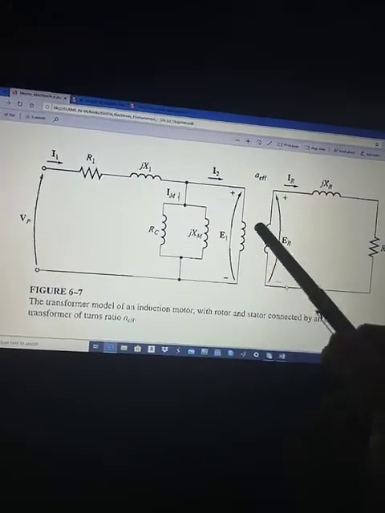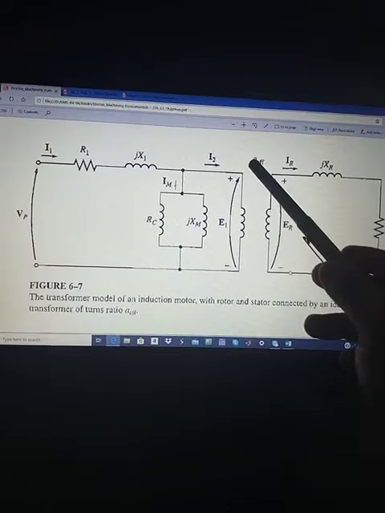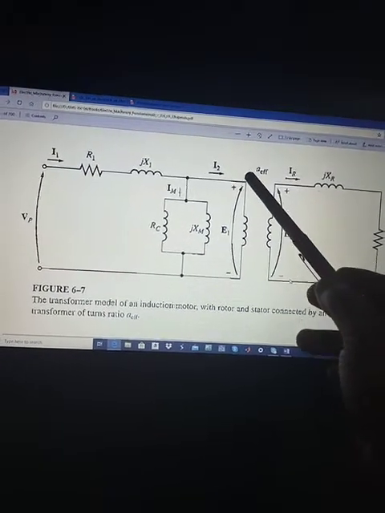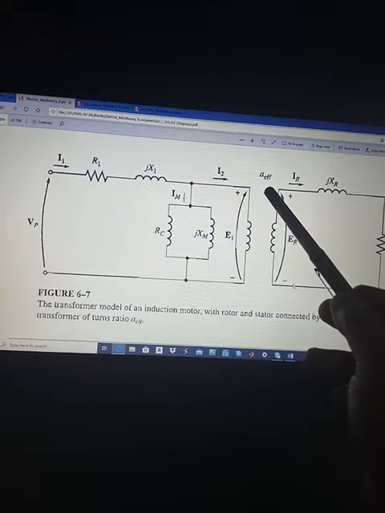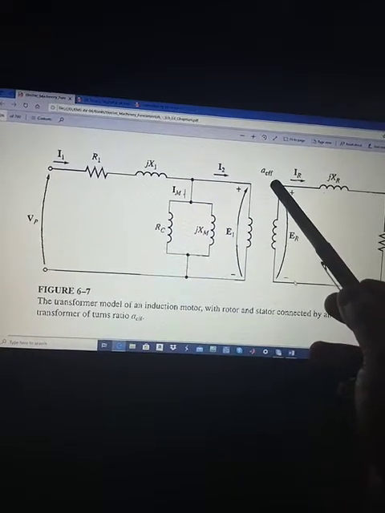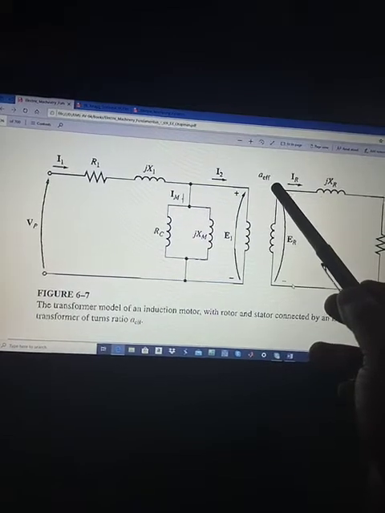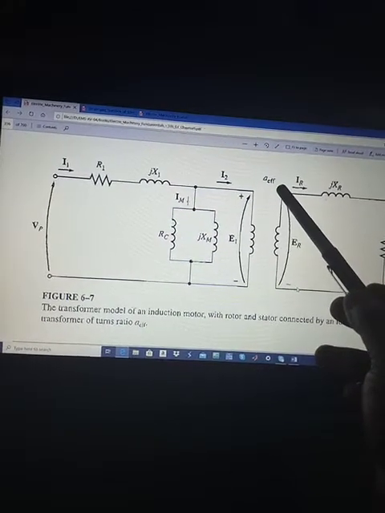Okay. Now in case of a transformer, this was referred to as the turns ratio. But in case of an induction motor, it is basically the ratio of the conductors per phase on the stator to the conductors per phase on the rotor.